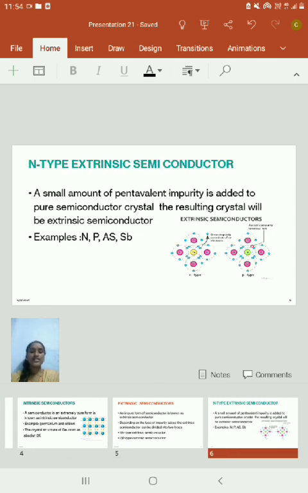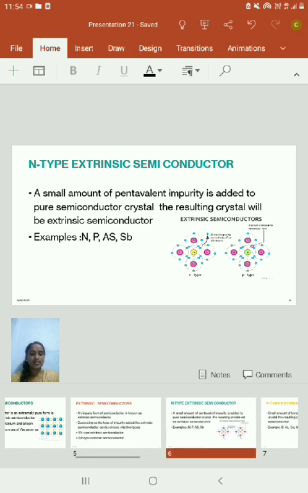N-type extrinsic semiconductor. A small amount of pentavalent impurity is added to a pure semiconductor crystal. The resulting crystal will be an N-type extrinsic semiconductor. Examples of N-type impurities are nitrogen, phosphorus, arsenic, etc.